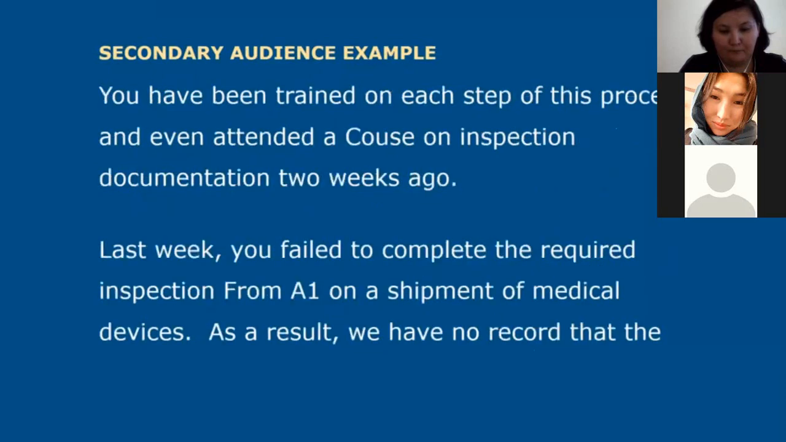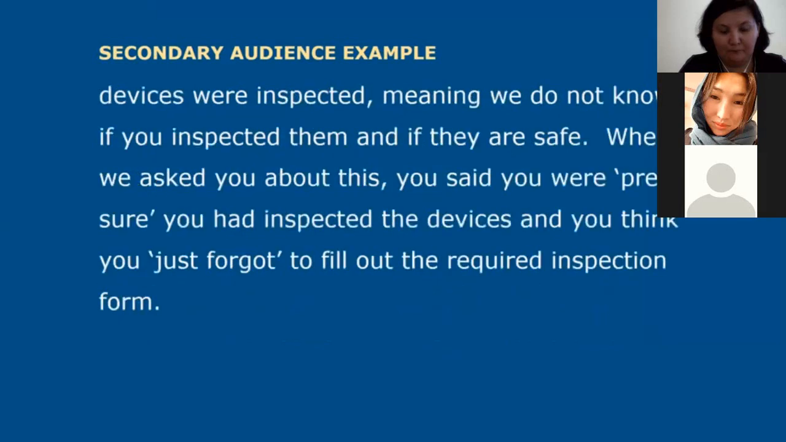You have been trained on each step of this process and have even attended a course on inspection documentation 2 weeks ago. Last week, you failed to complete the required inspection Form A1 on a shipment of medical devices. As a result, we have no record that the devices were inspected, meaning that we do not know if you inspected them and if they are safe. When we asked you about this, you said you were pretty sure that you had inspected the devices and you think you just forgot to fill out the required inspection form.